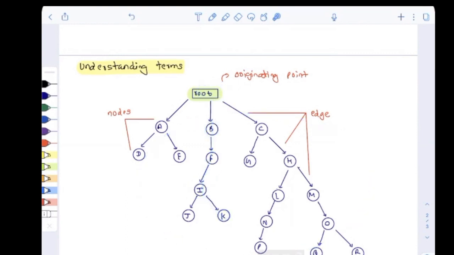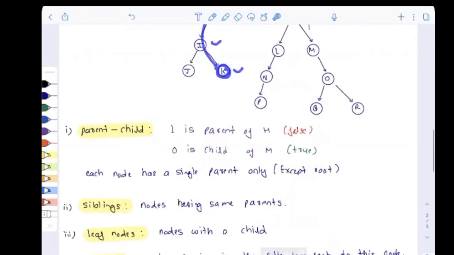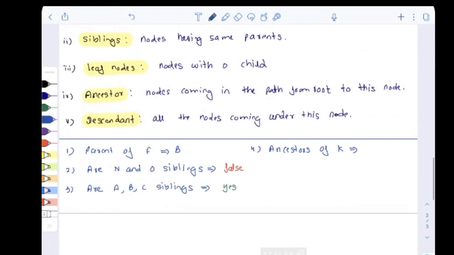Okay. So yeah, for K, draw a path from root to this node K. Now all the nodes coming in this path are ancestors of K, like root, B, F, I. Root, B, F, I. So that is what is going to be my answer: root, then B, F, and I are ancestors. Right guys?